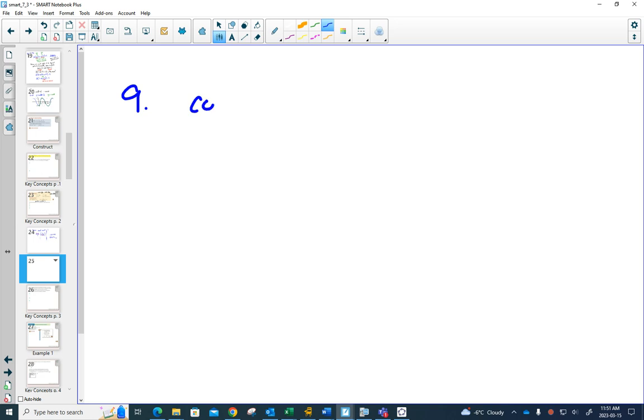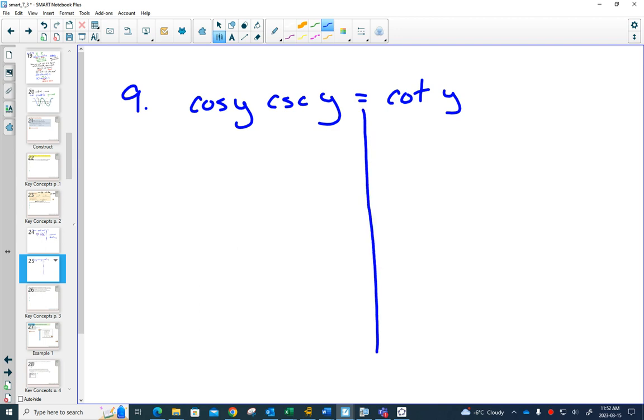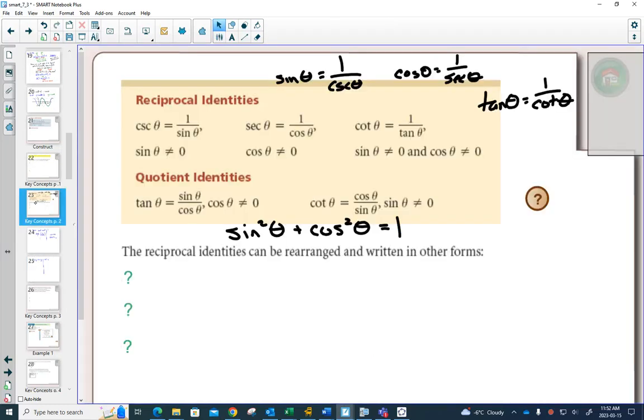So number 9, we have cos of y, cosecant of y equals cotangent of y. And in number 9, I am going to introduce to you a proof strategy that works really well most of the time. And that proof strategy is making an observation that no matter which of the 6 trig functions you have, you can always change them to either having sine or cos or both.